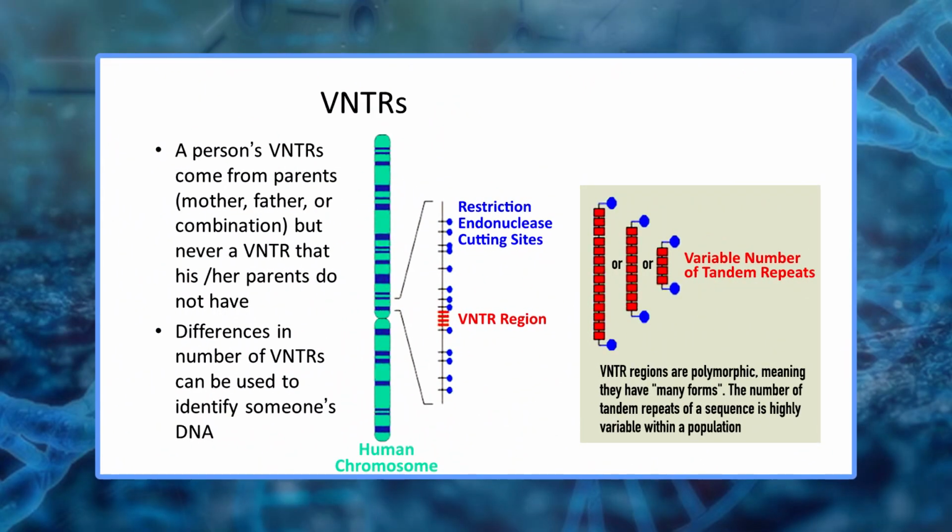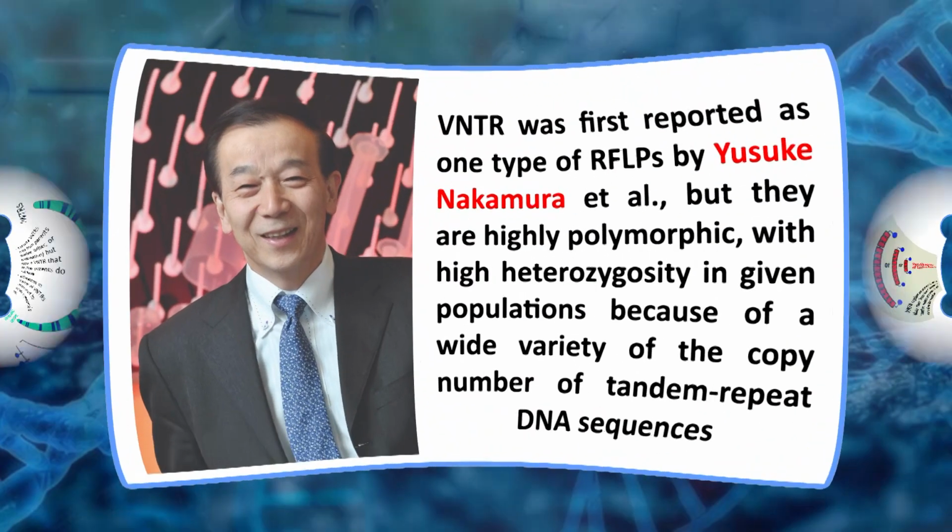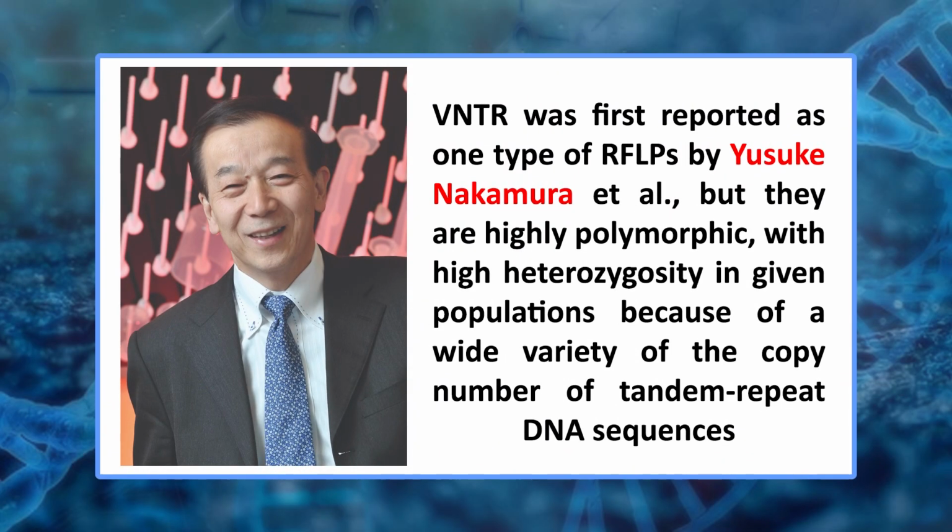A variable number of tandem repeats are small segments of nucleotide sequences that are repetitive. A VNTR is a location in a genome where a short nucleotide sequence is organized as a tandem repeat. These can be found on many chromosomes and often show variations in length among individuals. VNTR was first reported as one type of RFLP by Nakamura, but they are highly polymorphic with high heterozygosity in given populations because of a wide variety of the copy number of tandem repeat DNA sequences.